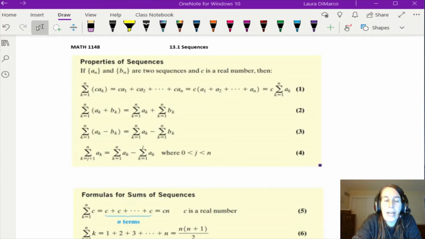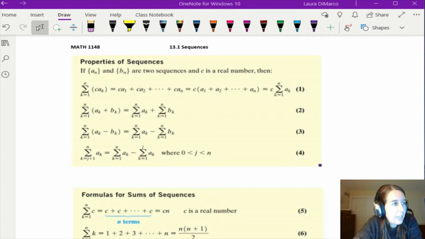Let's take a look at some formulas and properties of summations now in sequences. So I printed these out for you, created a document for them. So I recommend that you print them out to have them available to you. You don't need to memorize these, just understand how to use them and it'll be fine. And again, I don't expect that you will need to memorize these.